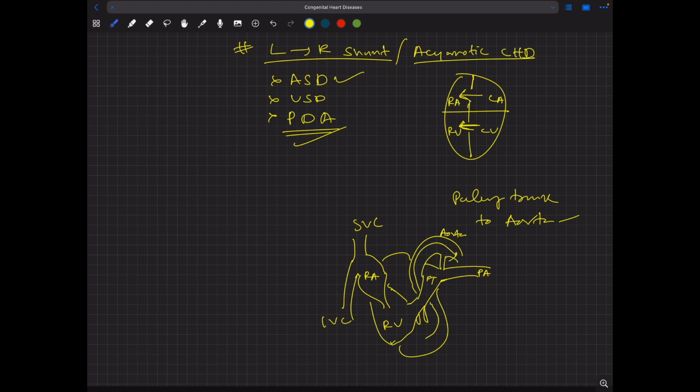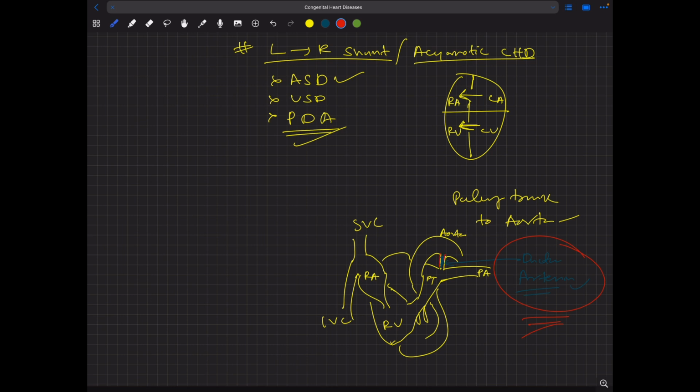So this part is called ductus arteriosus. It is present in the fetal life. Ductus arteriosus is present during the fetal life. So after birth it closes. In some persons it remains, like in case of congenital rubella syndrome, there is patent ductus arteriosus.